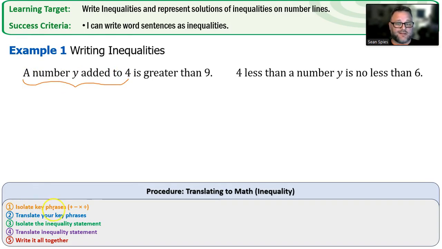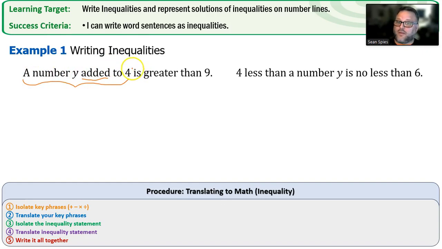That is going to be our isolate key phrases step. That means we have found something that describes addition, subtraction, multiplication, or division. In this case, it is saying added, so we are adding. Now, even though the order of addition does not matter, we want to translate the meaning of the sentence. What that means in this instance is they are actually taking the number y and adding it to 4.